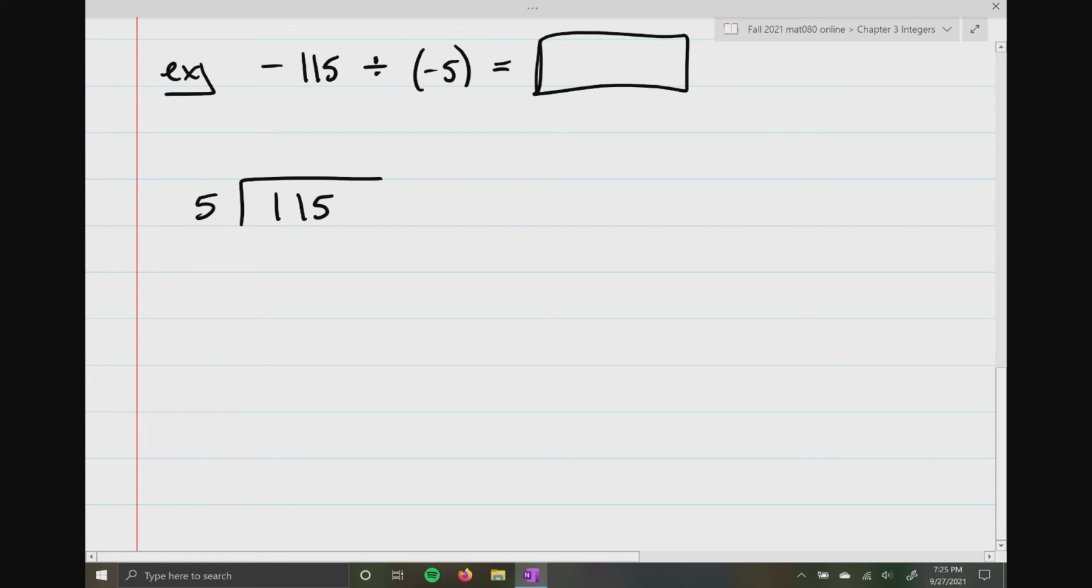Long division. 5 goes into 11 twice. That's going to be 11 minus 10 is 1. We're going to drop down to 5. 5 goes into 15 3 times with a remainder of 0. So negative 115 divided by negative 5 is going to be a positive 23. So the hard part about this was just doing the division. The signs, honestly, are the easy part.